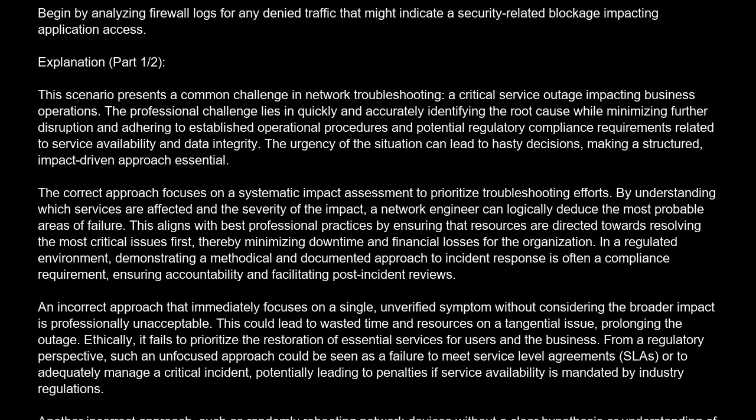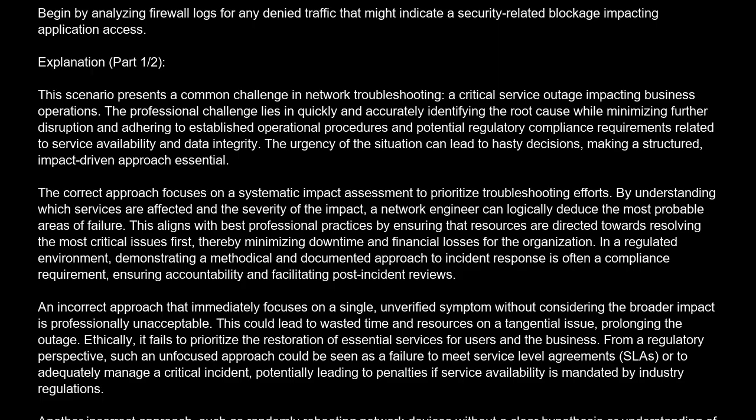The correct answer is D. Begin by analyzing firewall logs for any denied traffic that might indicate a security-related blockage impacting application access. Explanation: this scenario presents a common challenge in network troubleshooting, a critical service outage impacting business operations.